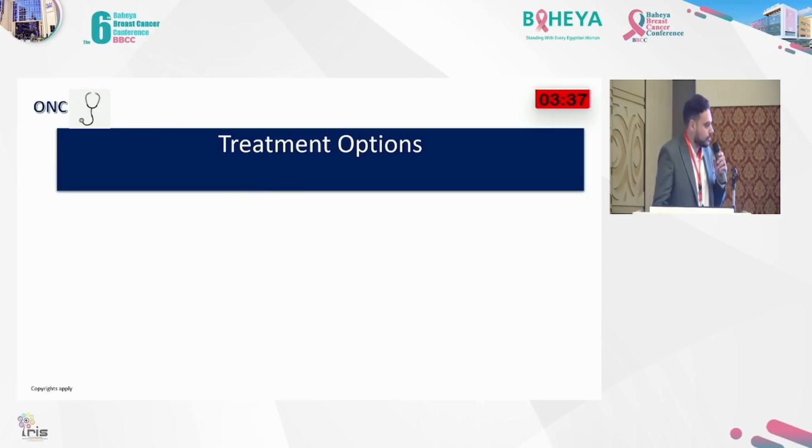Okay, Muhammad. Yes, we have three options: whether to give radiation to the breast, or to do mastectomy, or to do outer quadrant excision. We don't have a mass in the upper outer quadrant. These are the regimens for occult breast lesions with axillary metastasis.